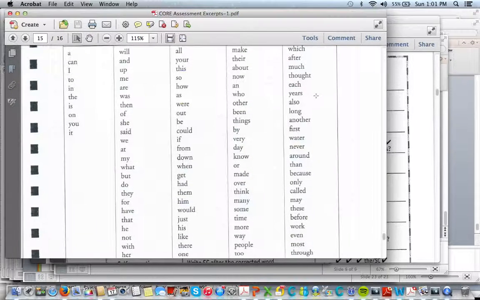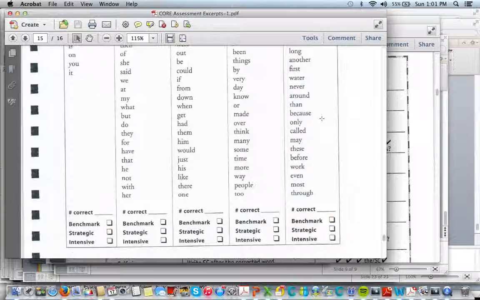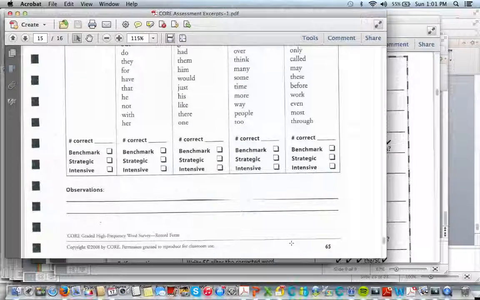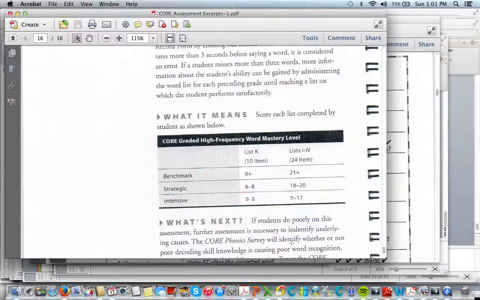So again, it's similar. You have them read down the list, and you mark check or X next to each word, and you count the number correct on this one. It's different. The other one was errors. This one's counting the number correct, okay? And the way this form works is right here, you can interpret it this way. On lists 1 through 4, there are 24 items. So if they got more than 21 correct, that's called benchmark level.